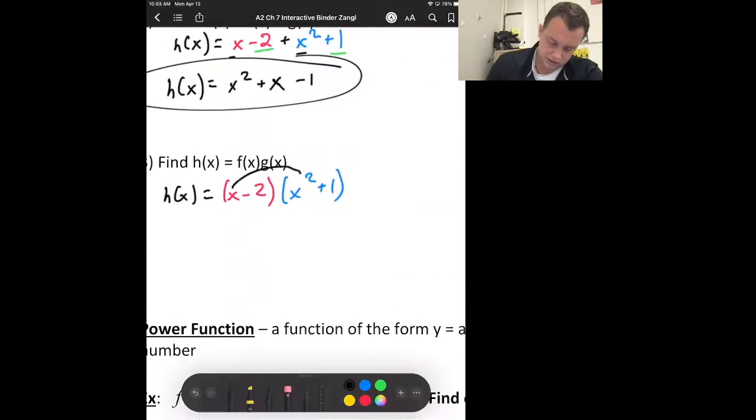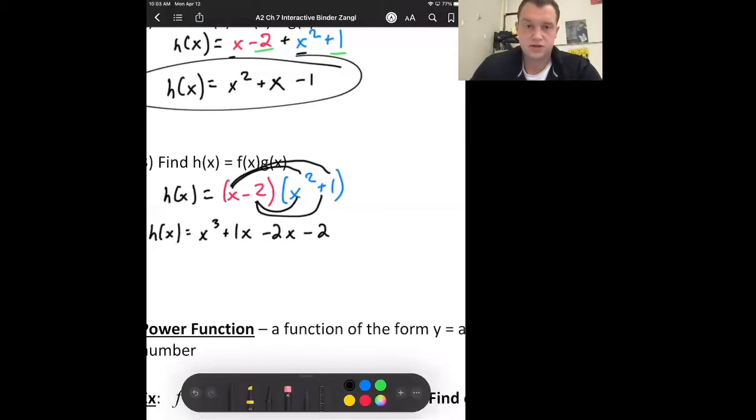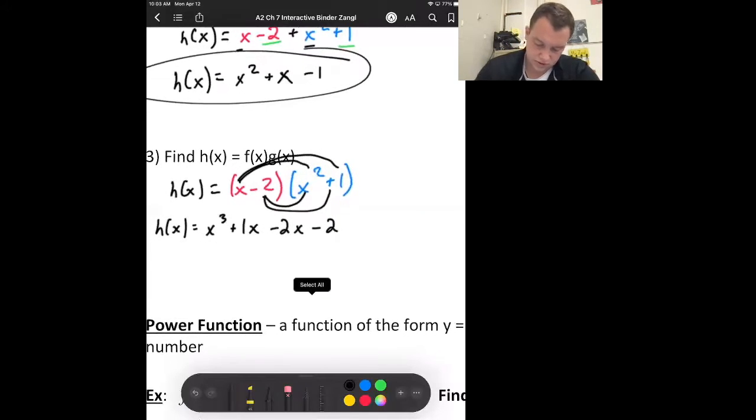So I'll take x times x squared, which is x cubed. I'll take my x times 1, which is just 1x. Negative 2 times x squared is negative 2x squared, sorry. And negative 2 times 1 is negative 2.